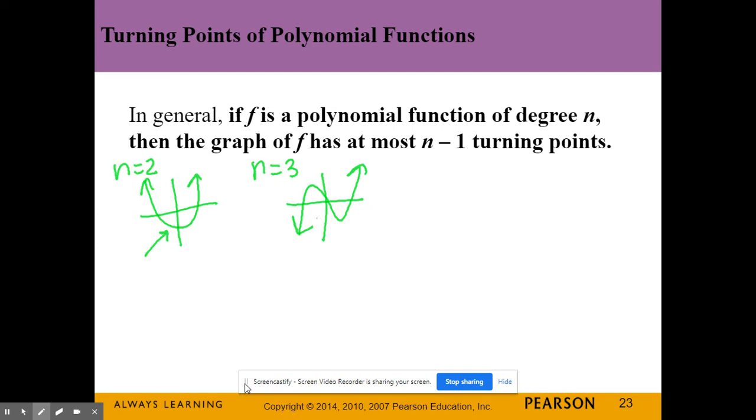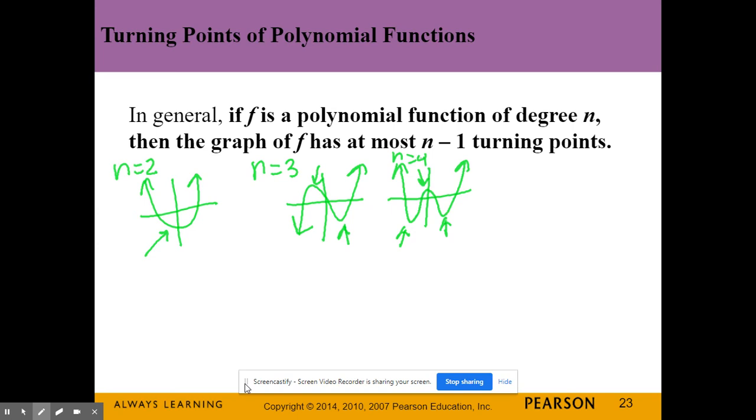That's just generically what it looks like, right? It has 2 turning points. And that is a pattern that will hold forever. So for a 4th degree, I'll do one more sketch, it will look like that. Okay, it has 3 turning points. A 5th degree will have 4 turning points. A 6th degree will have 5 turning points, and that will be forever.